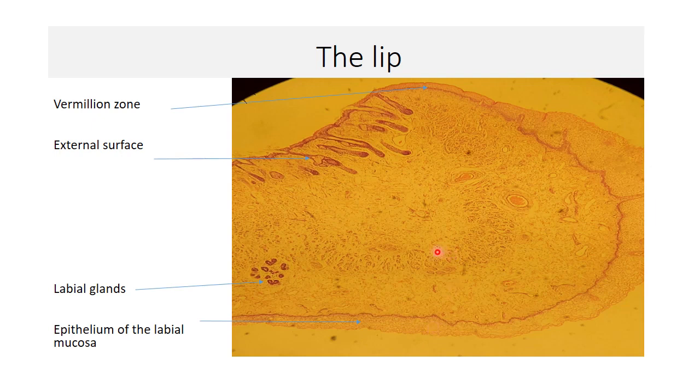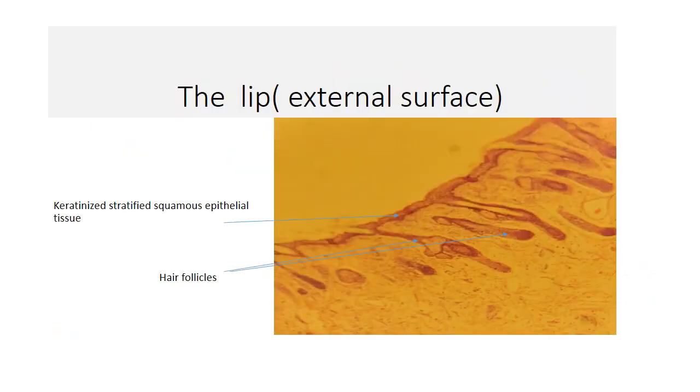The core of the lip, you can see here the labial gland, serous type, and highly vascularized connective tissue. Here is another section for the lip showing the external surface of the lip, or the skin. You can see here the hair follicles and sebaceous gland.